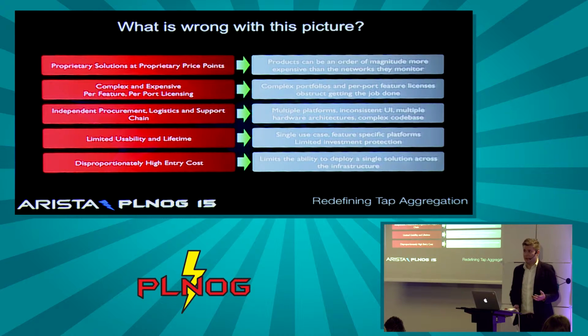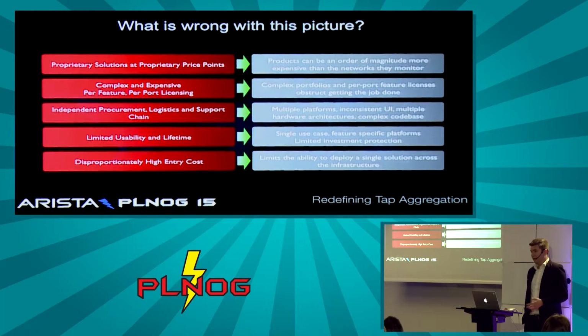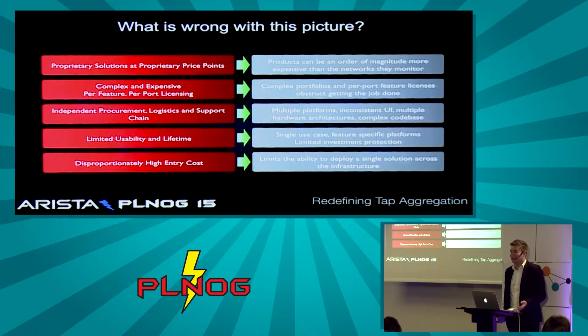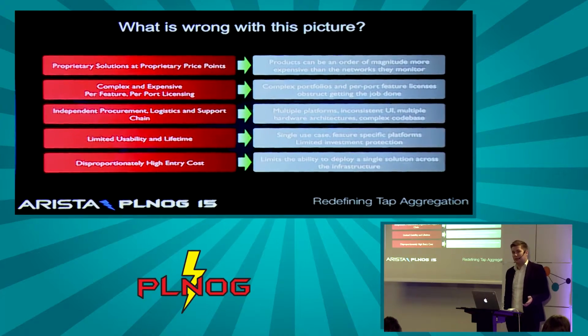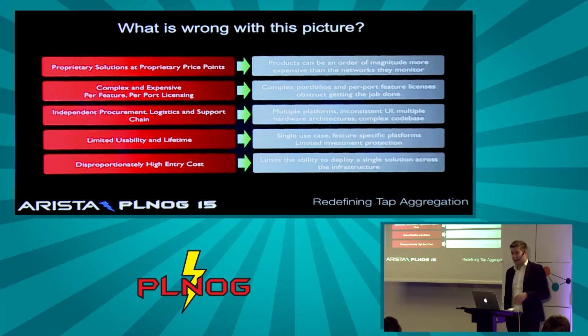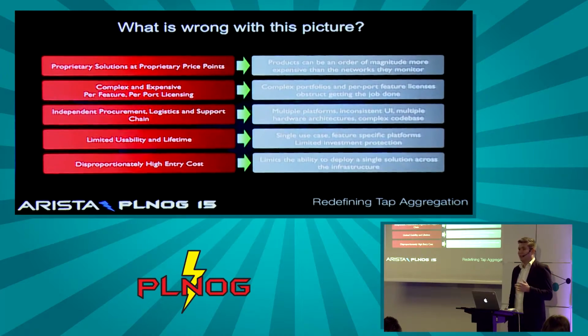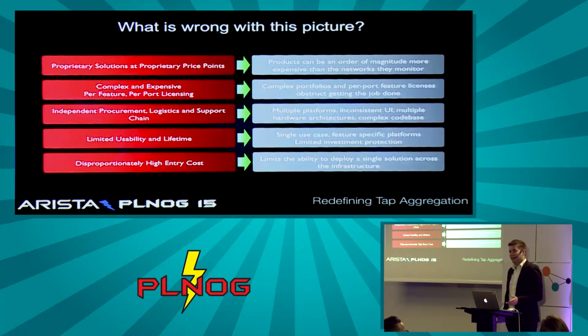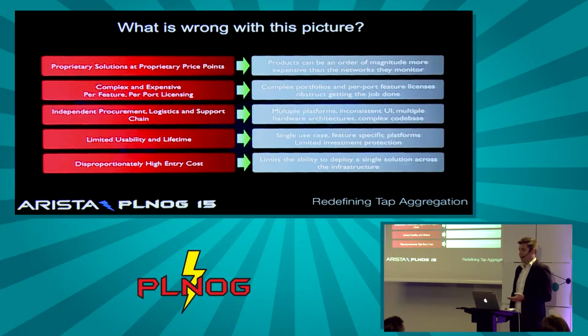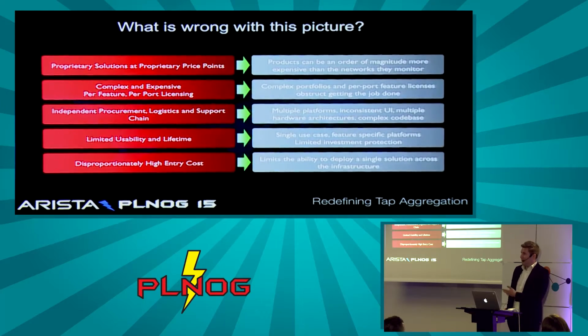The first is that often these solutions are proprietary, which often means they're offered at proprietary price points. We have this somewhat perverse situation where the price point for your monitoring network can be an order of magnitude higher than the price point you pay for ports on your production network. So your monitoring costs can be astronomical if using the traditional approach. As part of those costs, we can also have a rich, complex set of feature licensing, where the licensing can be per feature and also per port.